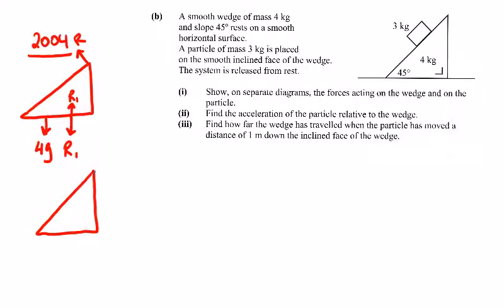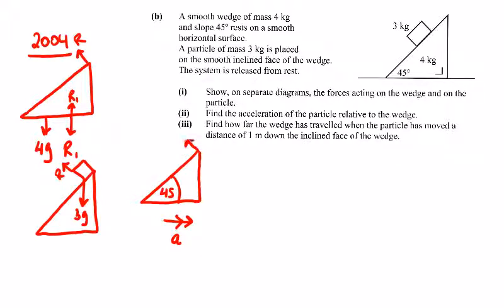The particle will have this same R going in this direction here, and it's going to have 3g coming down. The wedge, with the angle of 45 degrees in here, is going to move in this direction with an acceleration of a.